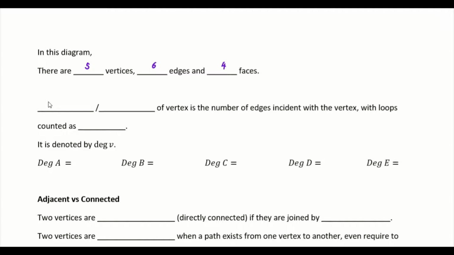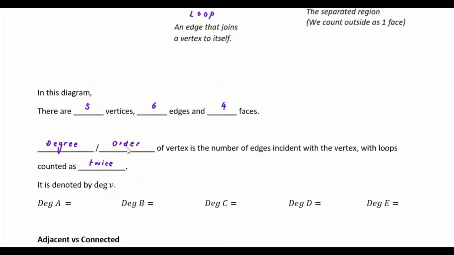We'll be looking at what is meant by degree of vertex. This is the word that we use in the syllabus, but sometimes in books you will see they use the word order of vertex. They mean the same thing. So the degree of a vertex is the number of edges incident with the vertex. Loops will be counted twice in the degree of a vertex. It is denoted as degree V. Okay, let's see how to calculate that. It's actually very simple, you only need to find out how many edges are incident with the vertex.